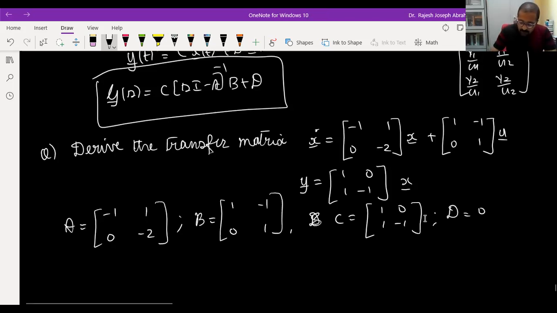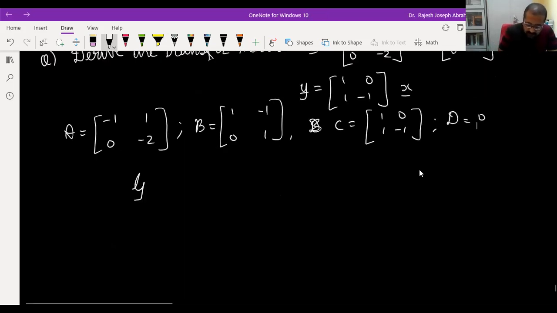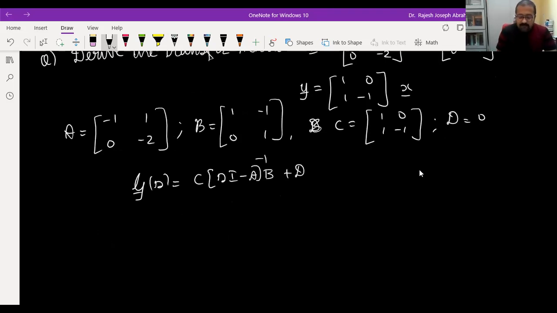Okay. So how to find the transfer matrix? How are they related? G of s is nothing but C into (sI minus A) inverse B plus D. Okay. So first we need to find what is (sI minus A) inverse. What's the order of A? A is a 2 by 2 matrix. So our identity matrix will also be of the order 2 by 2. So what is sI? sI will be what? Nothing but s into [1, 0; 0, 1]. That means [s, 0; 0, s].